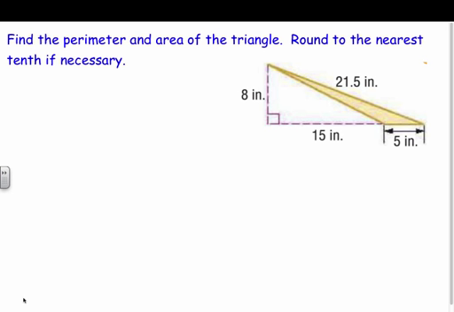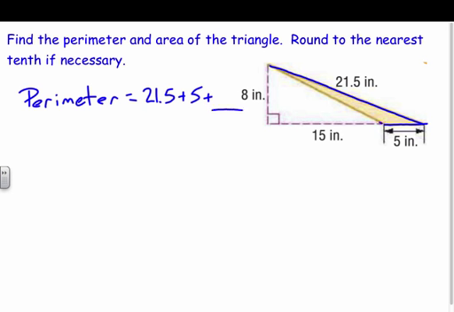It says find the perimeter and area of the triangle. Round to the nearest tenth if necessary. So let's take a look at the perimeter first of all. Perimeter, well, distance around the triangle. So if I look at my little skinny triangle here, I got this side, which is 21.5. So we basically just add up all our sides. Plus this side, which is 5. And then for the last side, right here, I'm going to have to figure that out.